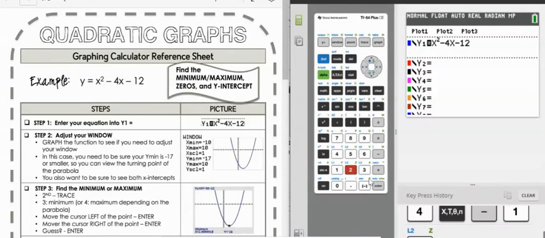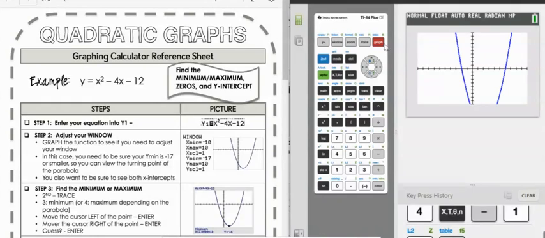In this video, we're going to talk about some specific things. A couple of these things we have already used in the previous lessons: how to find zeros and how to find the y-intercept. So let's hit graph.